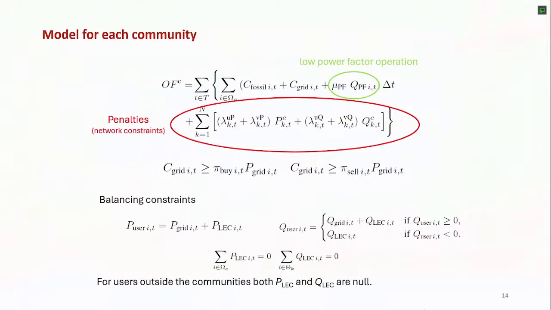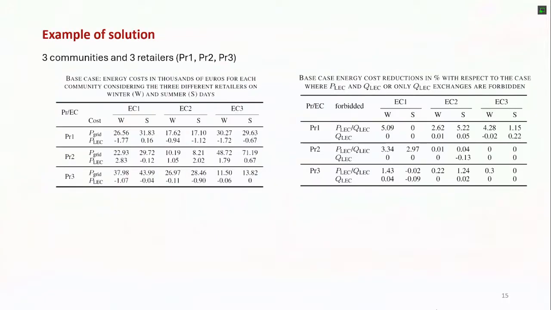These are the balancing constraints that we have already seen. These are the constraints that we have included in order to have the value of this QPF, that is the fact that the user is operating at a low power factor, so there is a penalization. This QPF is the reactive power that is considered as excessive, because it is an excessive consumption of reactive power, because the user is working at 0.7 power factor instead of 0.9. And this is calculated by this, so it is included in this. Obviously, the PLEC and QLEC are null for the others, and these are some of the results in this table.